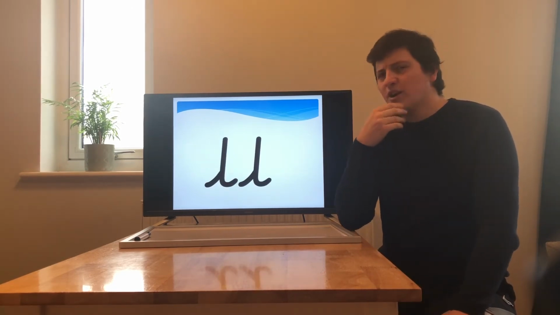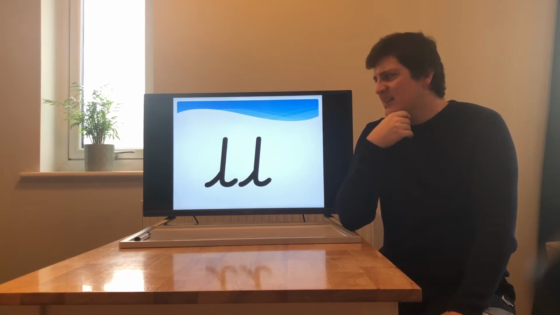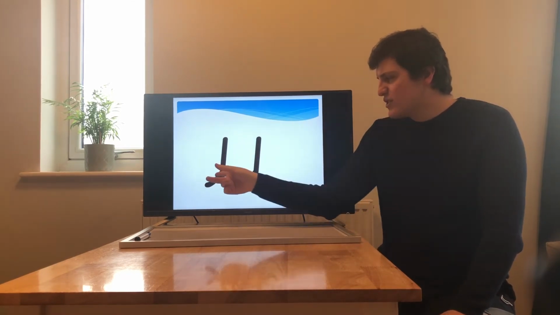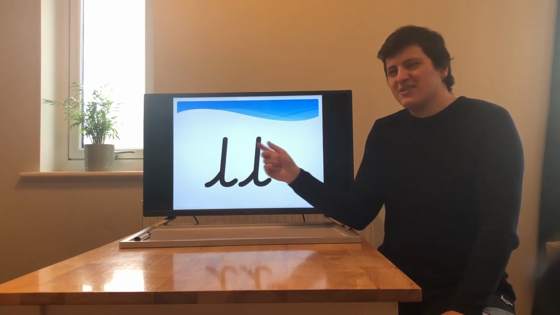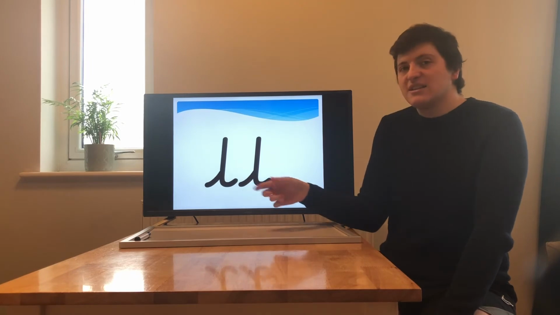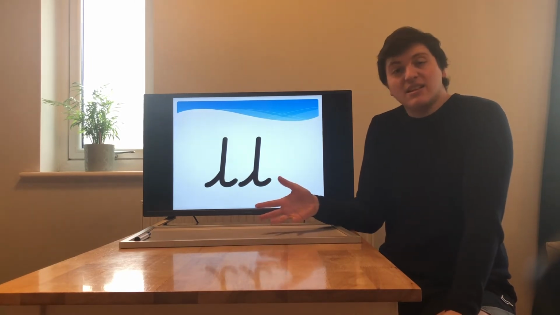Ooh, I wonder if you know what sound this is. This is the all digraph. Now remember, we have two of these. What sound is that? What letter is that? That's two of the letter L, the all sound, and together they make the all.